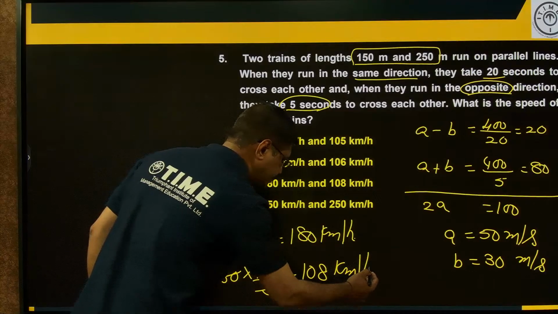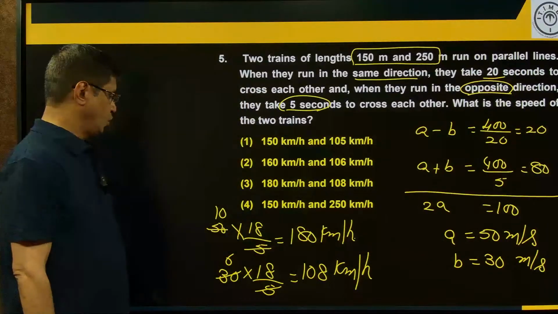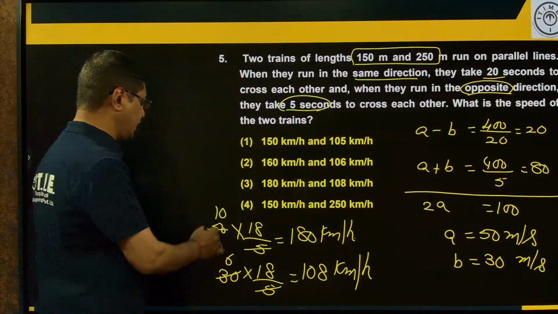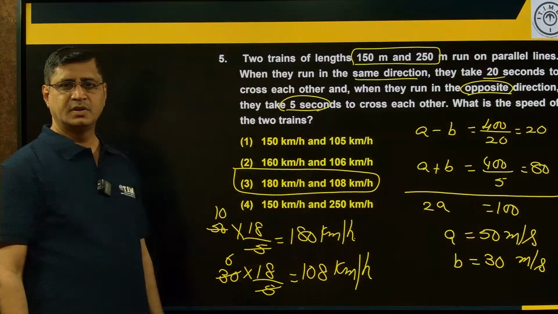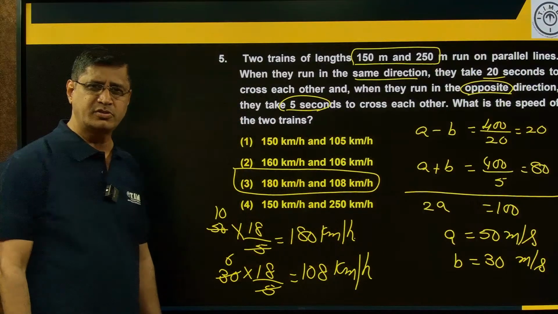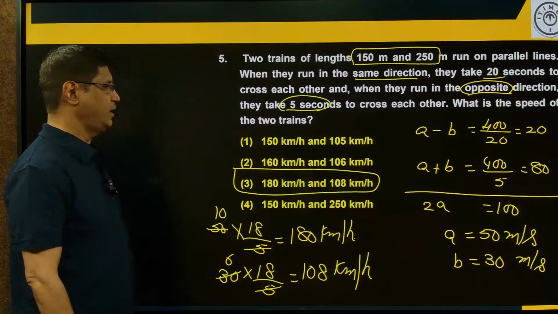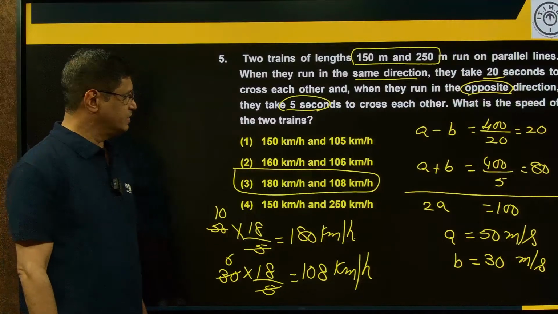Yes, my dear students, just mark the answer. So 180 kilometer per hour, 108 kilometer per hour. The answer choice 3. The correct option for this question is choice 3. Okay, now look at the next example on your screen.